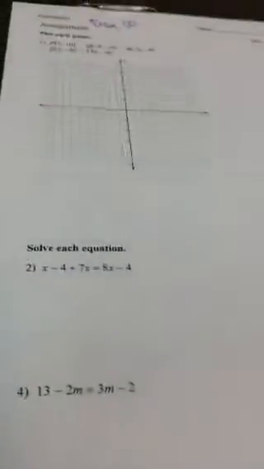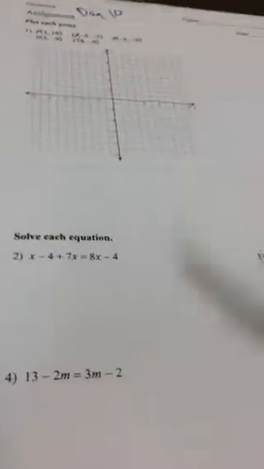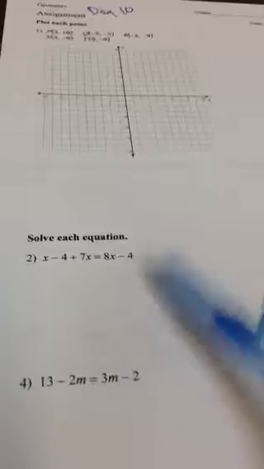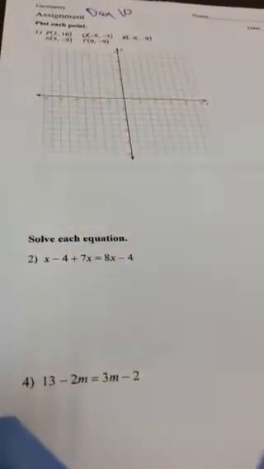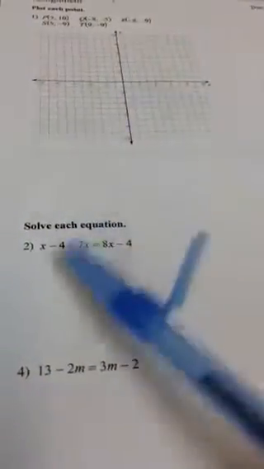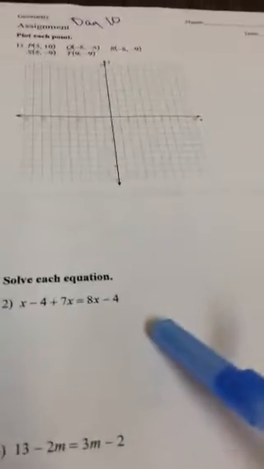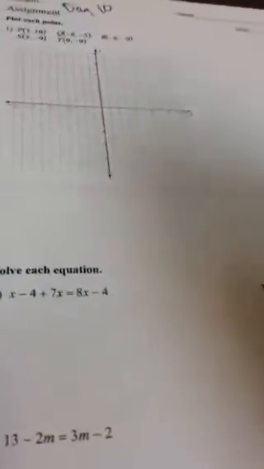After you do your coordinate plane, you're going to solve some multi-step equations. So keep in mind the steps. We look for parentheses. Then we look to combine like terms. We move the variable to one side, and then we solve for the variable using inverse operations.